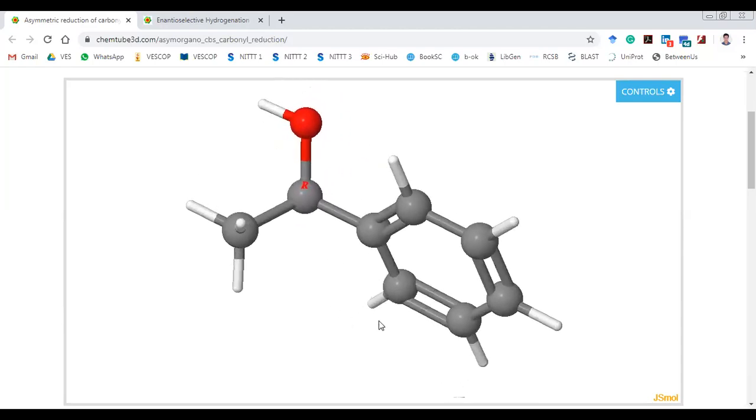Okay, so if you were to rank this, this will be 1, this will be 2, and this will be 3. So you are going in a clockwise direction, and since the least priority group is away from you and you are going in a clockwise direction from the higher to the lower order rank substituent, this is the R isomer. One thing I've explained in the stereochemistry is that this is the condition only when the least priority group is away from you.